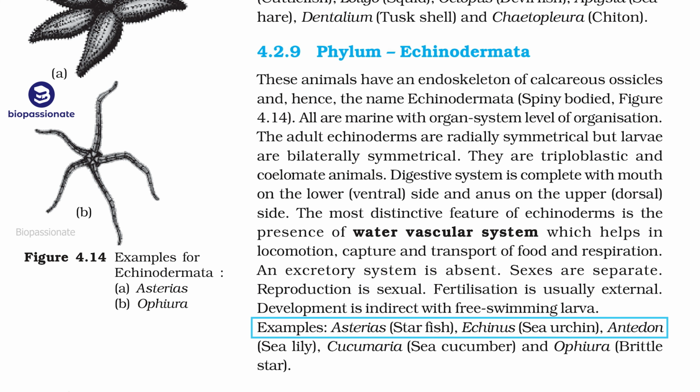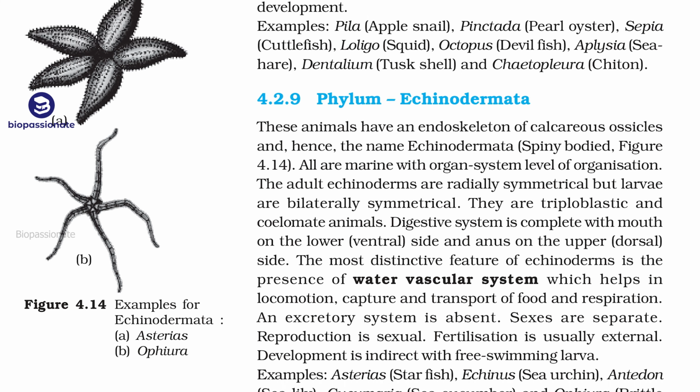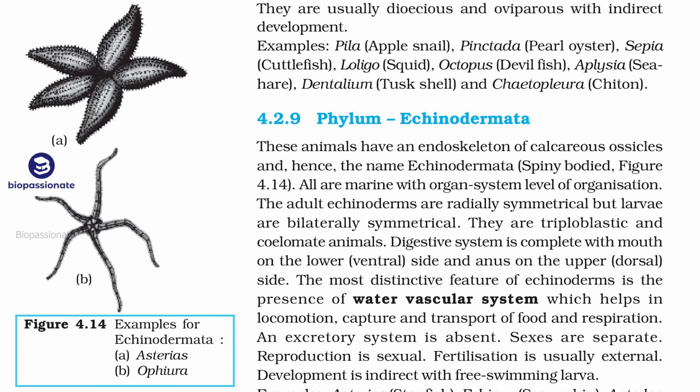Examples: Asterias, starfish, Echinus, sea urchin, Antedon, sea lily, Cucumaria, sea cucumber, and Ophiura, brittle star. Figure 4.14. Examples for Echinodermata: A, Asterias, B, Ophiura.